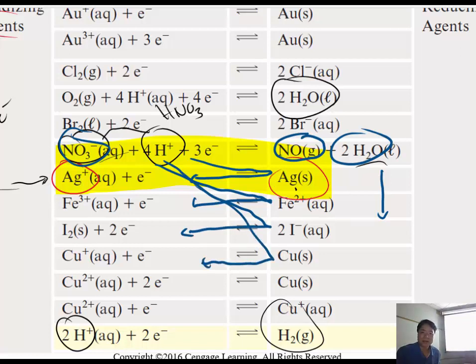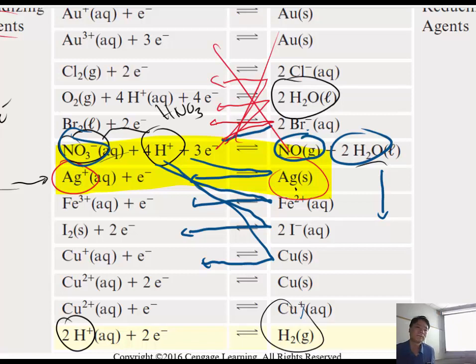However, it cannot react with reducers that are weaker than NO. Because if it reacts with a reducer that's weaker than NO, then it's uphill. And so it's not good. These are not good, whereas these are good here. And so we can use the chart. Nitric acid reacts with all reducers stronger than NO: silver, iron 2, iodide, copper, hydrogen, etc.